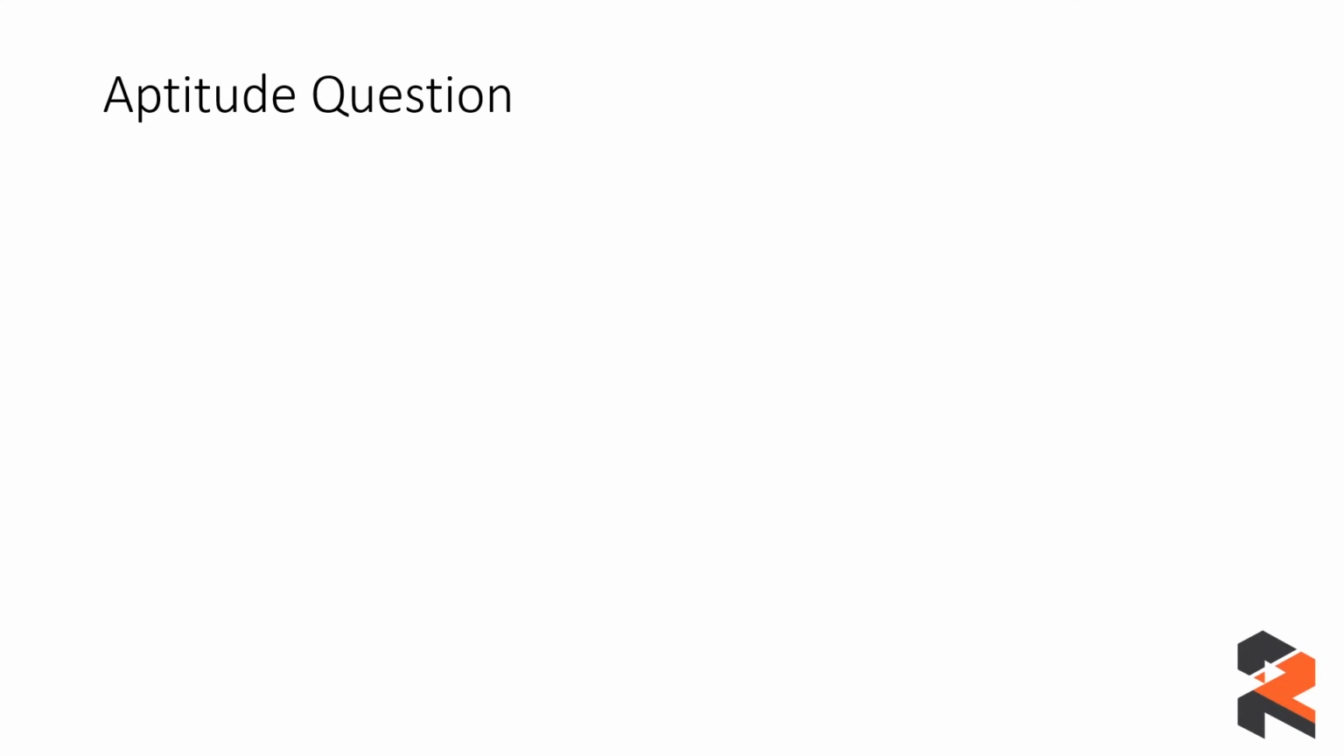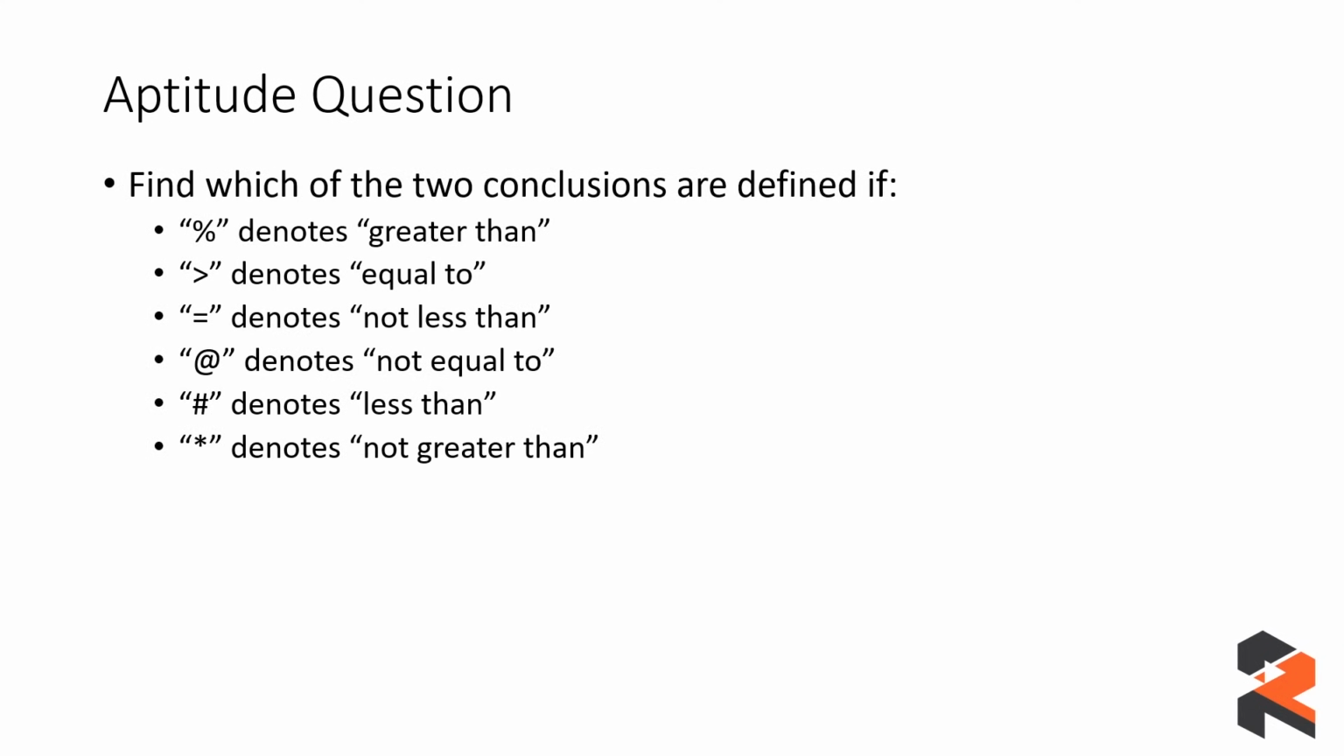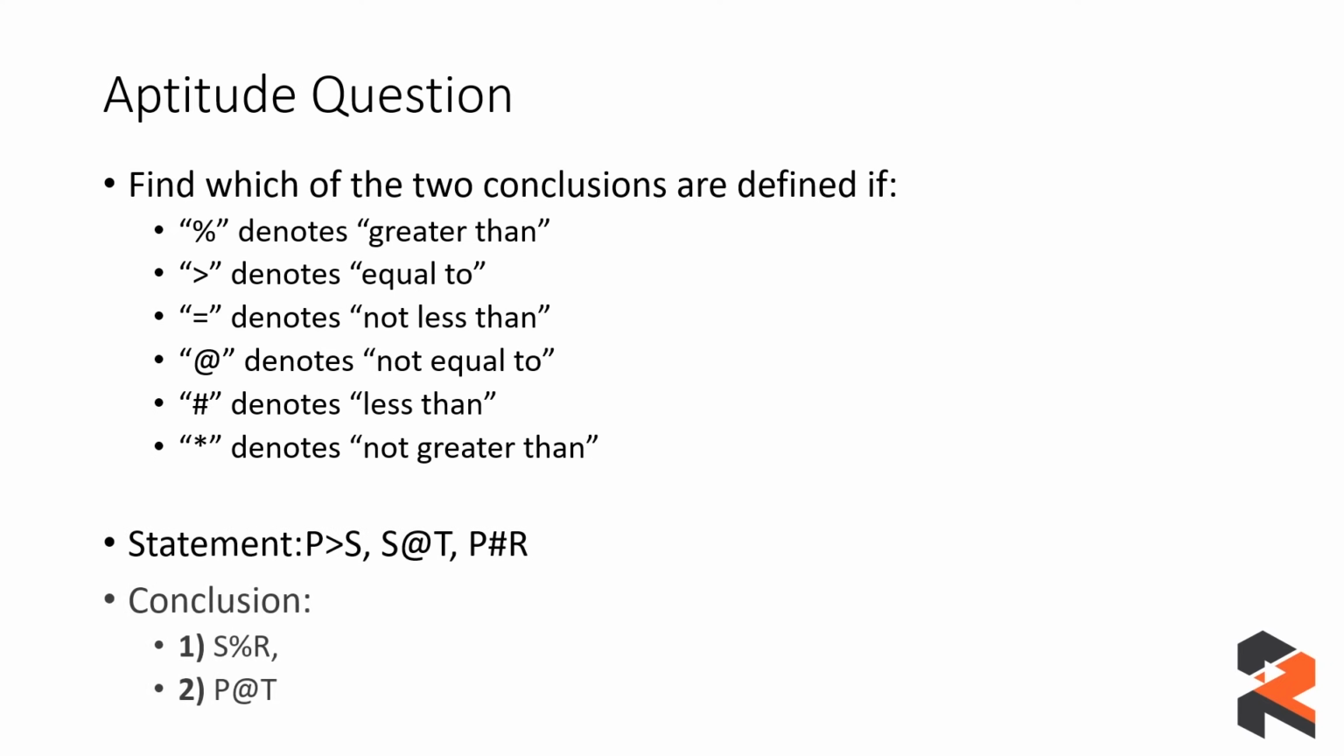So let's look at another question. This is again an aptitude question. You need to find which of the two conclusions are defined if the following conditions are given to you. Let's look at the statements and the conclusions. You have been given some conditions, a statement and a conclusion. And just like one of the previous questions which we solved, you know that you have to initially convert all these statements into their actual forms.